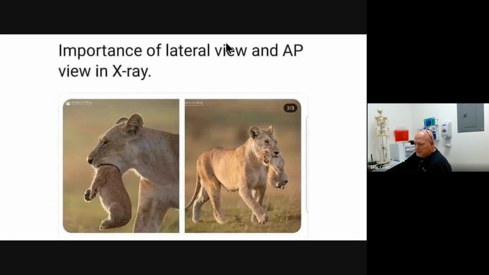Anyway, this is just a little thing depicting why it's so important that we take two different views. The one on the left, which is the lateral, looks like that lion is eating her cub. And you look at the AP picture, and you can see that the lion is just carrying her cub. Okay, so that's the important part of why we do AP and lateral.